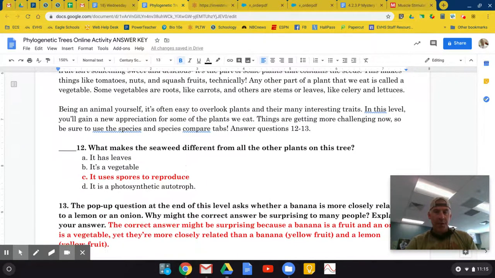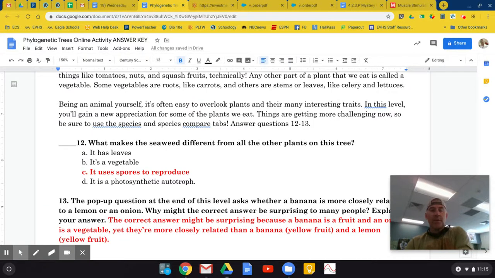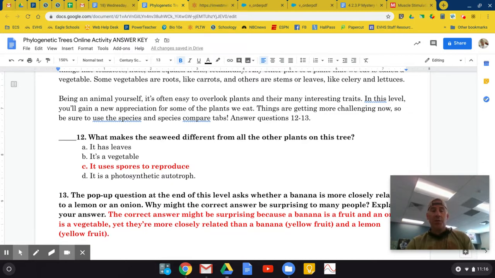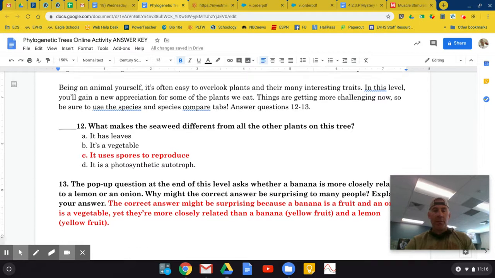And it says, what makes the seaweed different from all the other plants on this tree? Their reproductive mannerisms, or their methods of reproduction, were different than all the other species on that tree. So it uses spores to reproduce. That's what separated it from the rest.